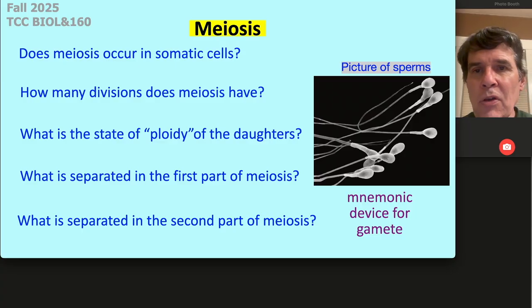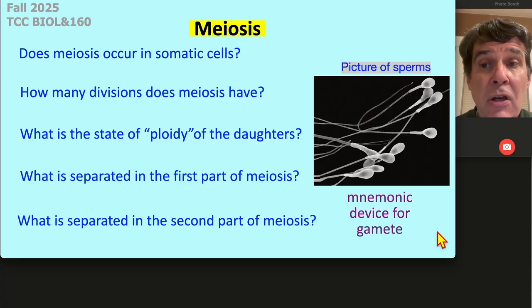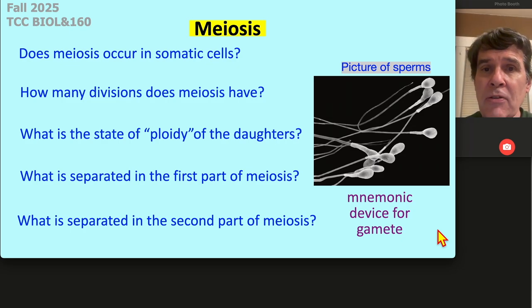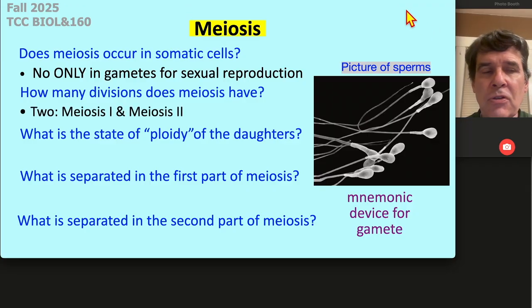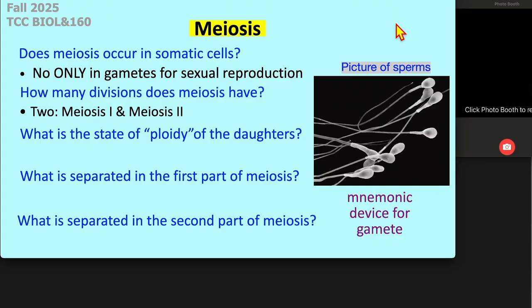A little quiz reminder of how things are proceeding. Does meiosis occur in the regular somatic cells? No, this is to create gametes for sexual reproduction. How many divisions does meiosis proceed through? That's right, two separate divisions. First, separation of the homologous pairs, and then separation of the sister chromatids.